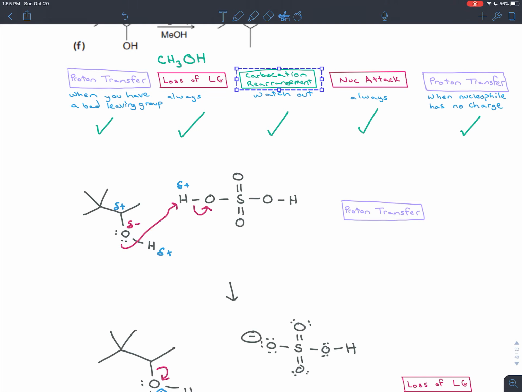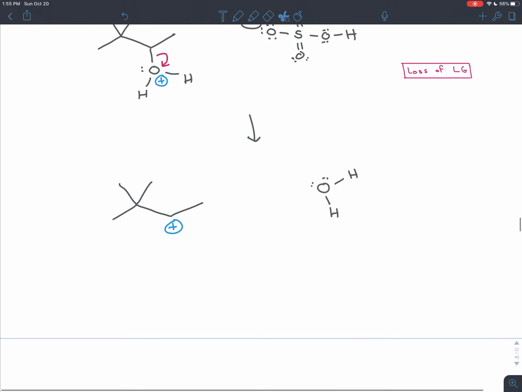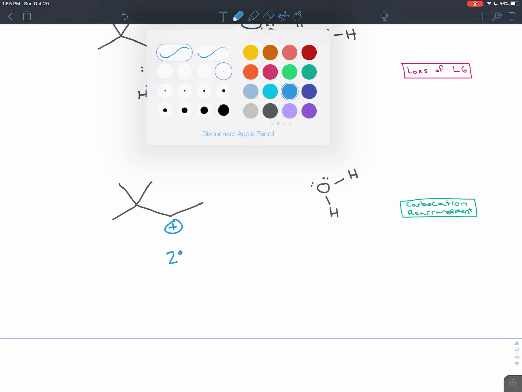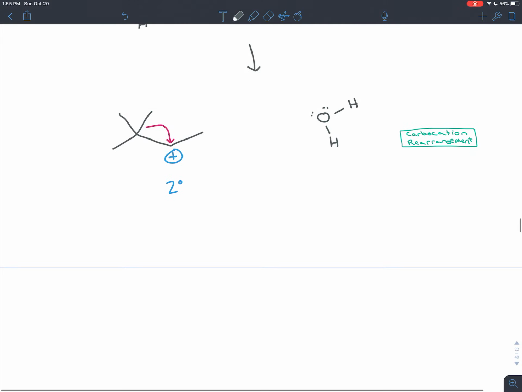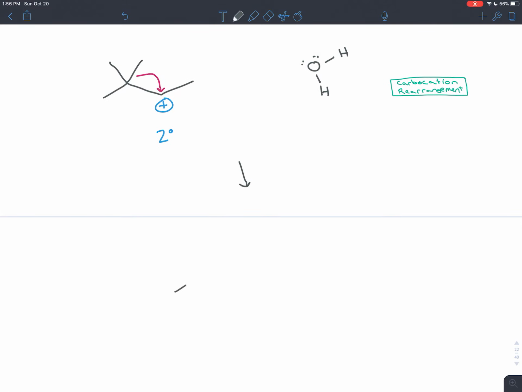Now we did say that we have a carbocation rearrangement here. And the reason for the carbocation rearrangement is that this carbon is only secondary. It's bonded to two other carbons, so it's secondary. But next door, you could have a methyl shift. One of these methyl groups can move with their electrons over. That's your carbocation rearrangement.